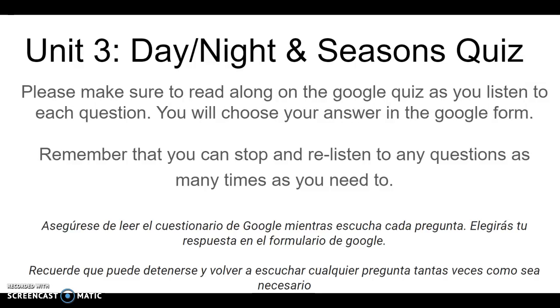Question 9. Which of these changes would likely occur if the rate or speed of the Earth's rotation on its axis increased, so it spun faster? The length of the seasons would be shorter. The length of the seasons would be longer. The length of the day would be shorter, or the length of the day would be longer. Remember, you can stop this video in order to give yourself more time to answer the question correctly.